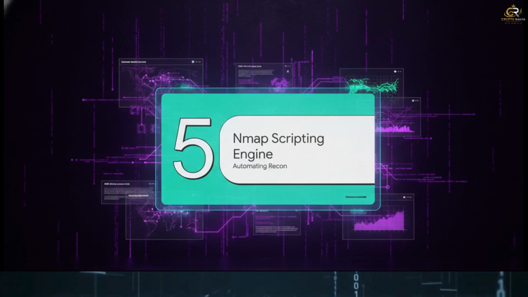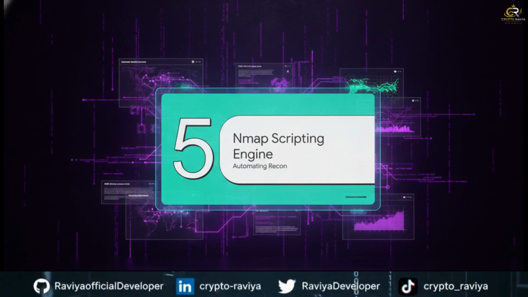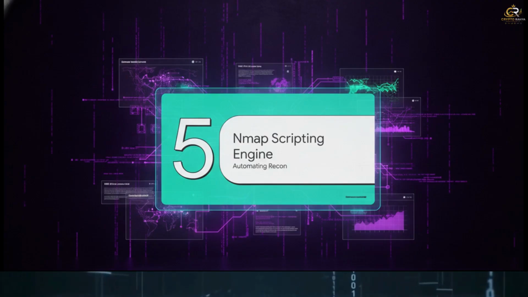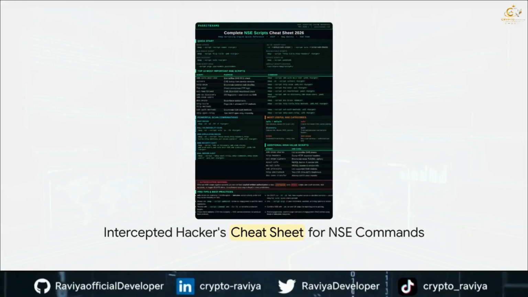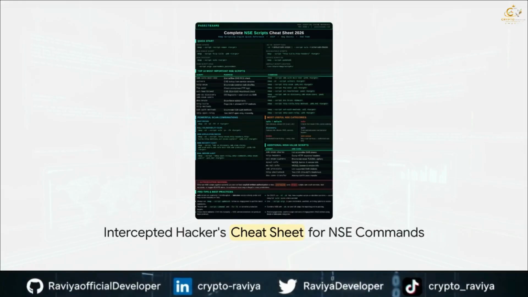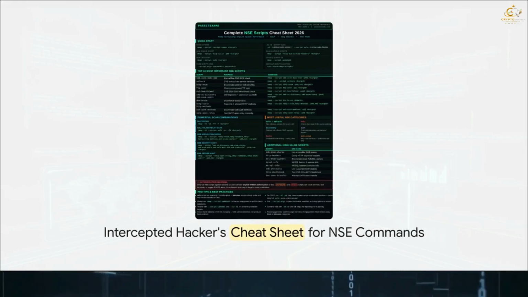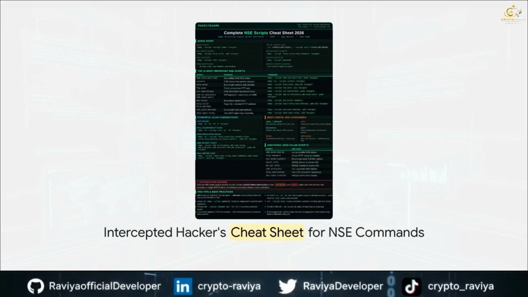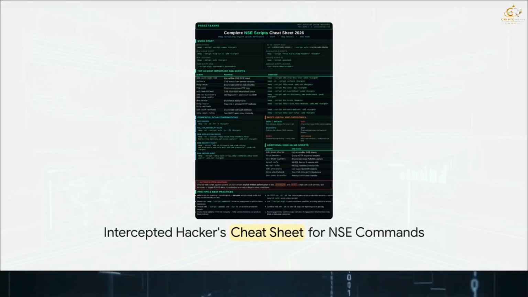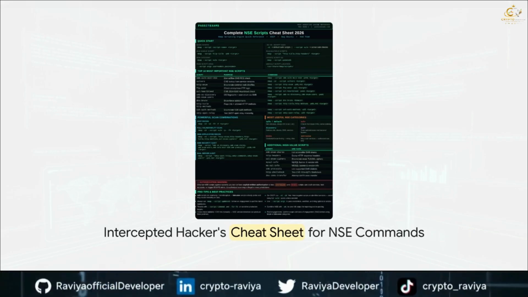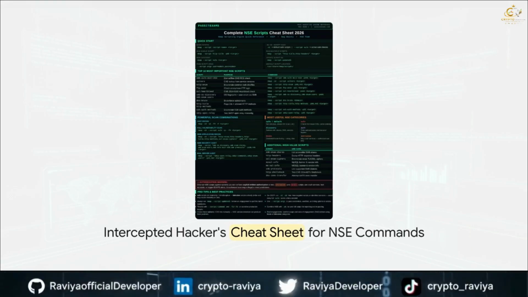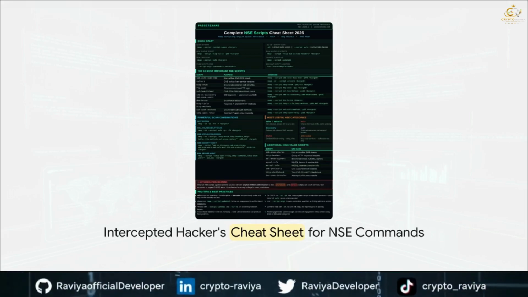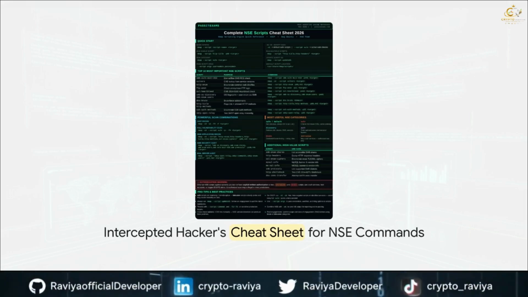All right, let's escalate to the heavy artillery of this mission. Section 5, the Nmap Scripting Engine. Automating the reconnaissance. Checking out this intercepted cheat sheet glowing in front of us, you can see the actual real-world commands used for aggressive network probing. Look at the syntax here. You're using that --script flag, followed by broader categories like vuln, or even highly specific scripts like smb-os-discovery. We're not just looking for open ports anymore, folks. This is about actively, aggressively interrogating the services running on those ports.